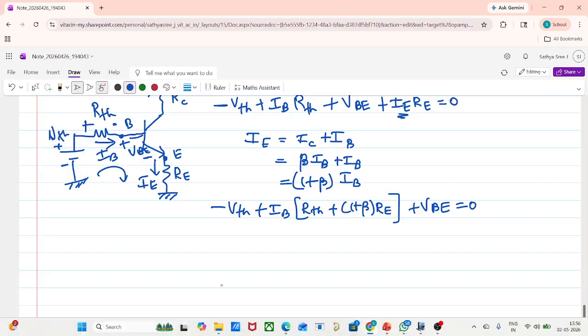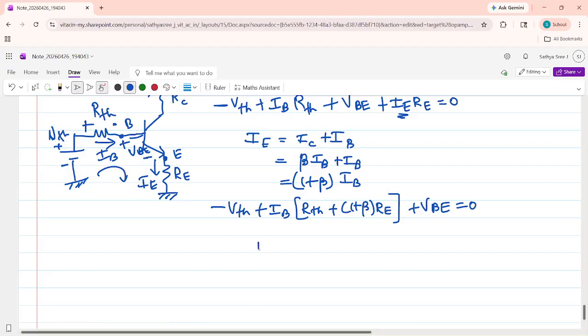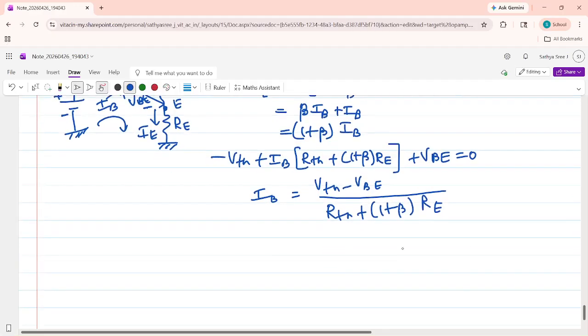What is IB then? IB equal to VTH minus VBE divided by RTH plus 1 plus beta RE. So once IB is calculated, you can calculate IC and IE. What is IC? IC is beta IB. What is IE? IE is IC plus IB.